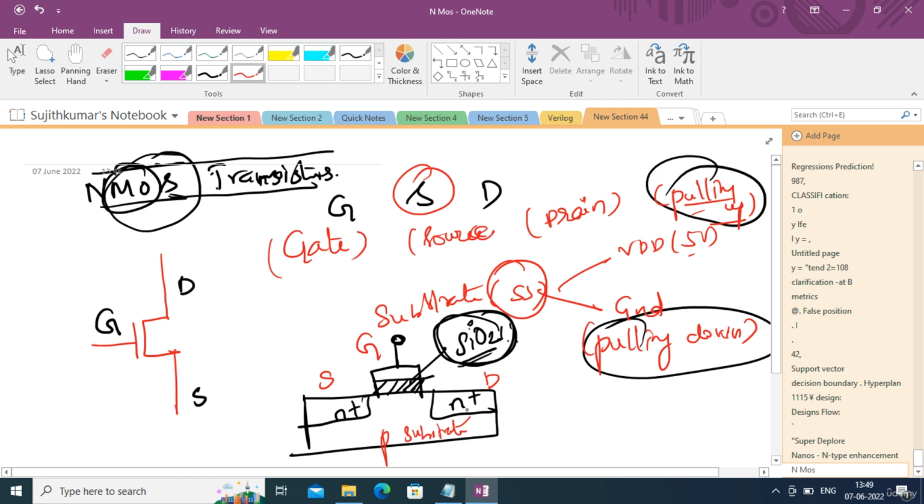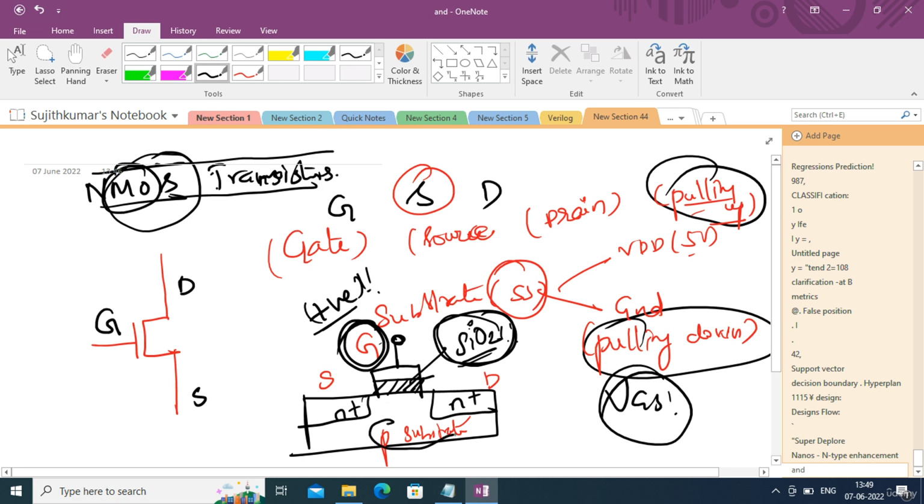Okay, P type substrate is what we are having here, right? And it is very clear that you have to apply voltage to this gate terminal, and that is called VGS. Okay, so if you apply positive voltage to the gate terminal, all the negative charges of this P substrate will be attracted, right?